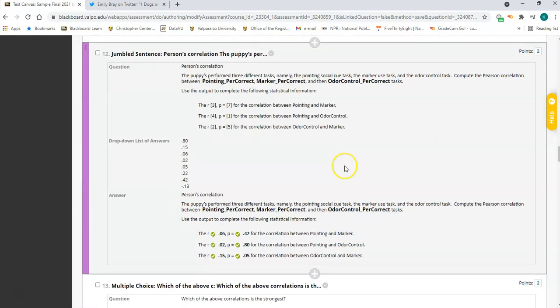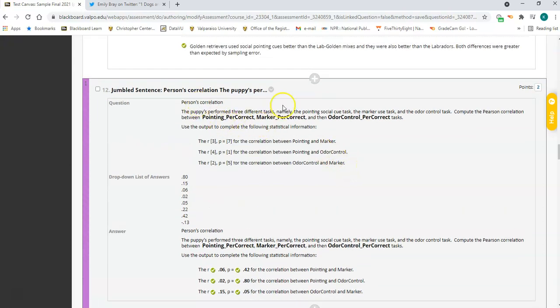All right, next question is going to ask about correlation. And so in this case, we are going to see if the puppy's performance in one task is correlated with their performance in another task. In other words, if a puppy does well in the pointing task, do they also tend to do well in any of the other tasks? In this case, the marker task I showed you, or there's another task I didn't show you. It's called the odor control task. And so these are all measured on percent correct. And what we're doing is we're seeing if they're correlated here.